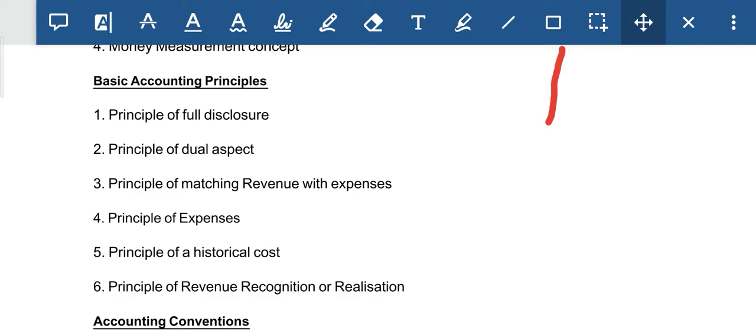So it is clear. Next one is principle of dual aspect. It is also an important principle of double entry system. It is also known as duality principle. According to this principle, every transaction affects at least two accounts. If in a transaction one account is debited, then other account will be credited with the same amount. Therefore, at the end of the year, when we see balance sheet, we will find both the sides, assets and liabilities, are equal. This is because of the duality concept.